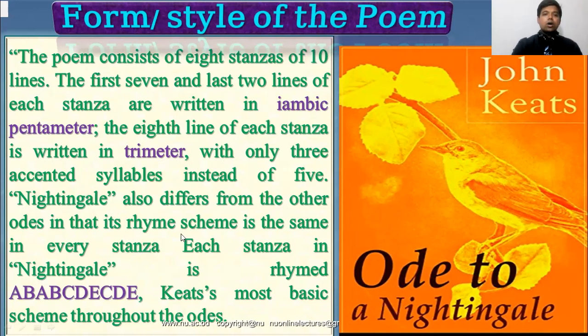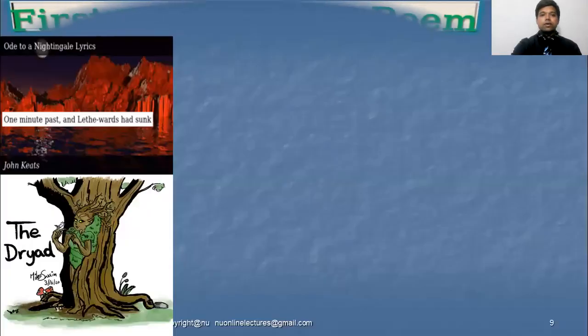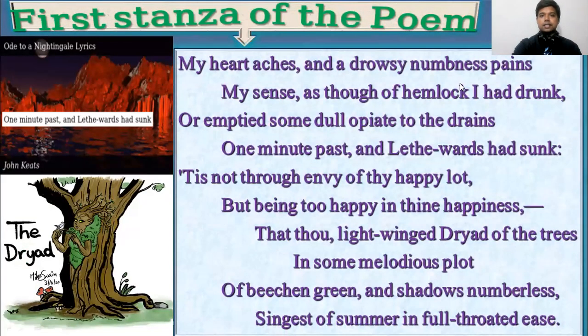Ode to a Nightingale also differs from the other odes in that its rhyme scheme is the same in every stanza. Each stanza is rhymed a b a b c d e c d e. So all 8 stanzas have the same rhyming pattern. That is why the ode is very special. This is classical writing, very uniform and very stylistic in its writing style.